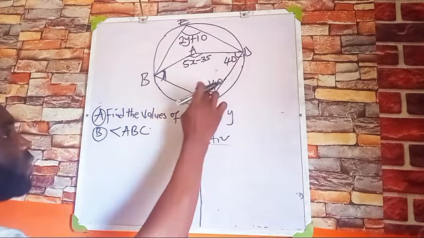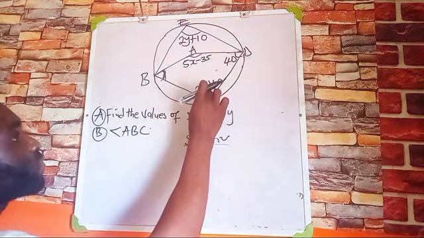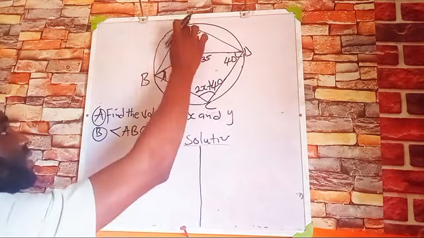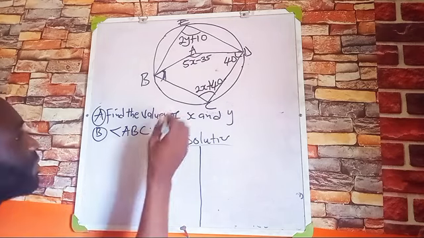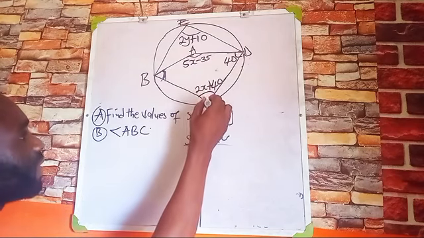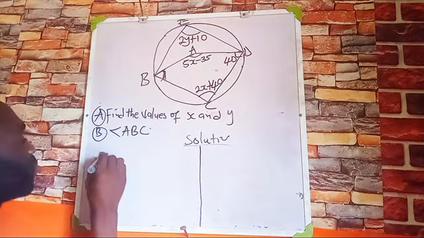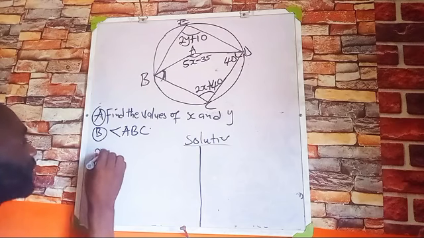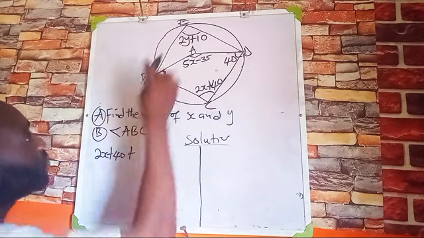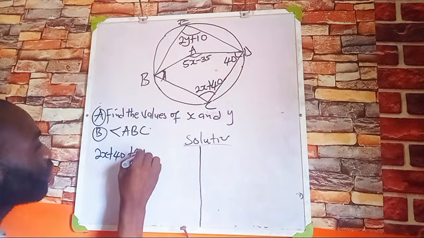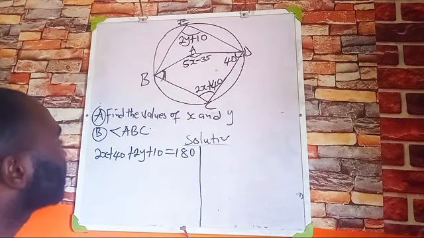With that, we are going to apply the principle: the opposite angles of a quadrilateral give 180. So we are going to sum this angle here plus this. We know that angle C plus angle E will give us 180, which means 2x plus 40 plus 2y plus 10 is equal to 180.